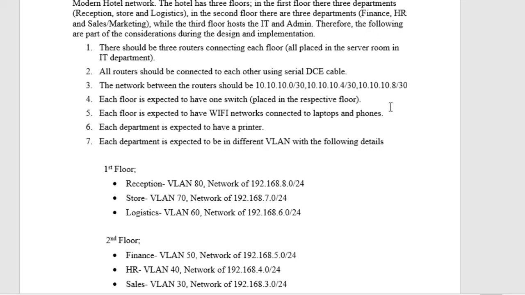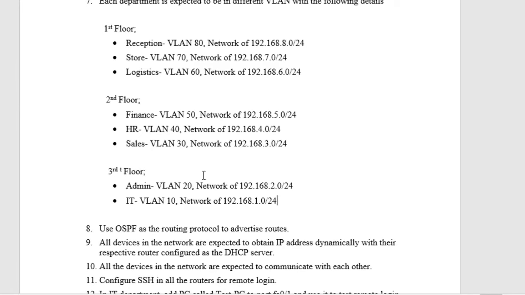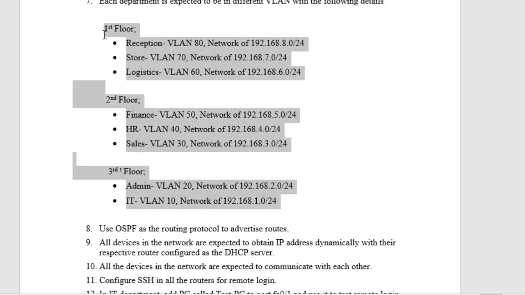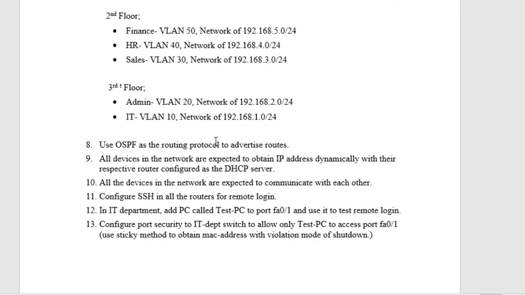We'll configure access points there. Each department is expected to have a printer. Each department is expected to be in different VLANs with the following details given here, guys. As you can see, for first floor, second floor, and third floor, the respective departments. Then we are required to use OSPF as the routing protocol to advertise routes in the network.